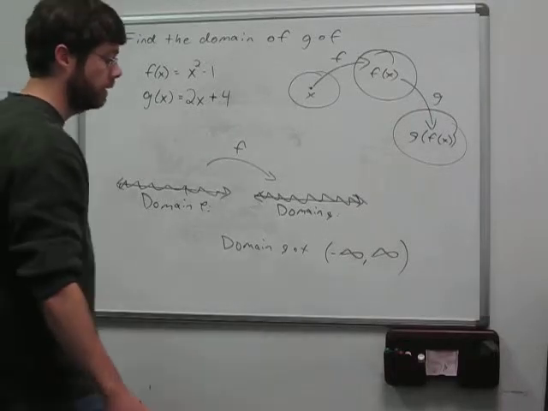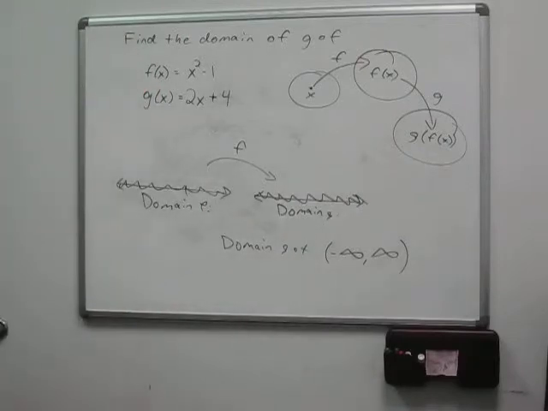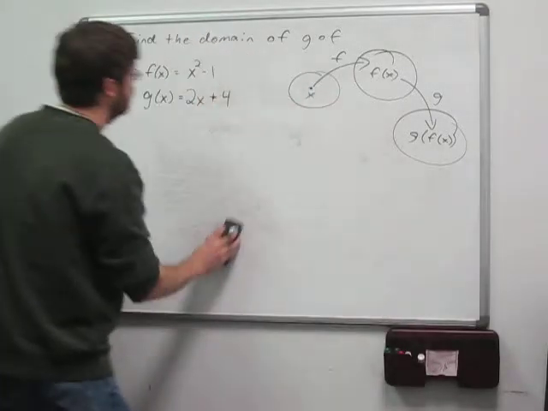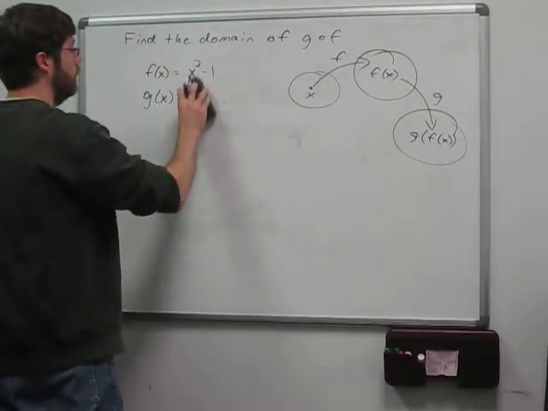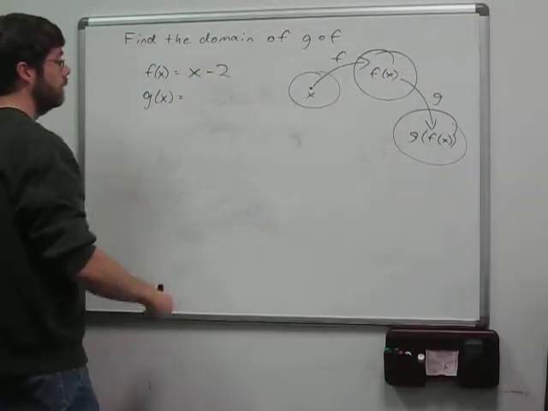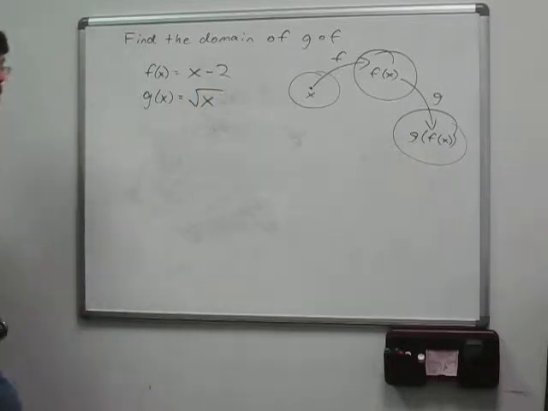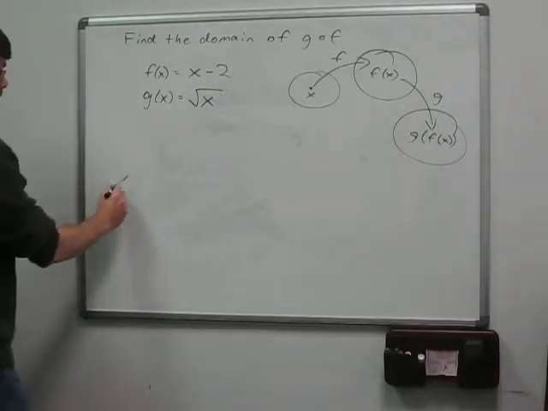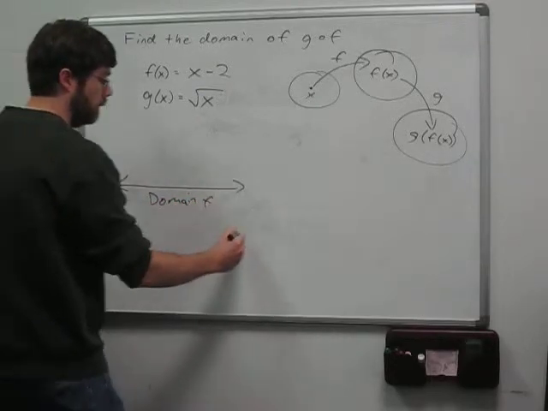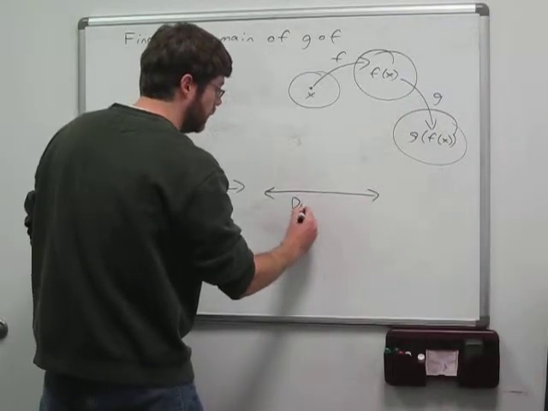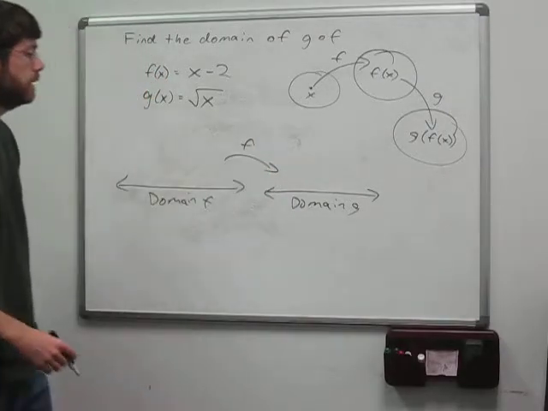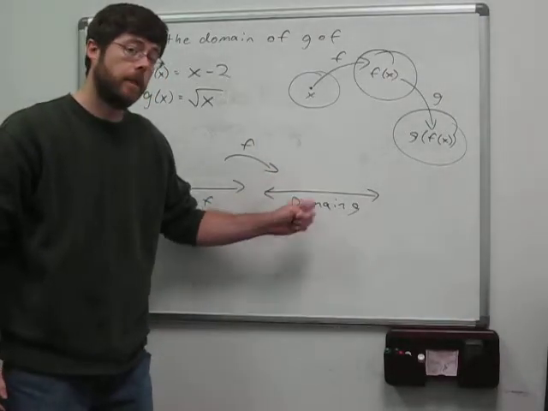Let's look at another example and hope that a contrast makes this a little clearer. Suppose f of x is x minus 2, and g of x is the square root of x. Okay, so I need to think about the domain of f. I need to think about the domain of g. And I'm going to have to make sure that any images under f land in the domain of g.